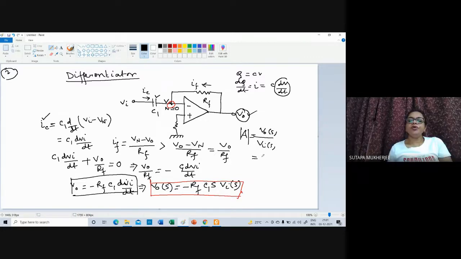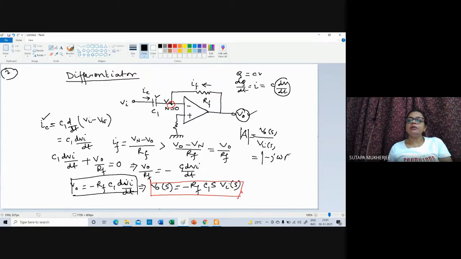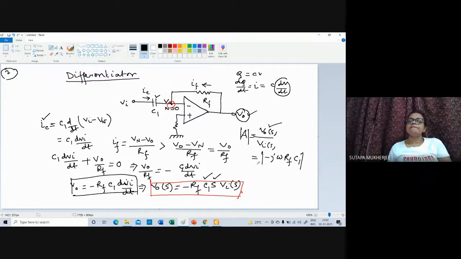So if we put j omega, then what will happen? Minus j omega RF C1. Did you understand? Because Vi will be cancelled out. If you put this value here, then Vi will be cancelled out, and put S equal to j omega. So you will get minus j omega RF C1. Is it clear to all of you?